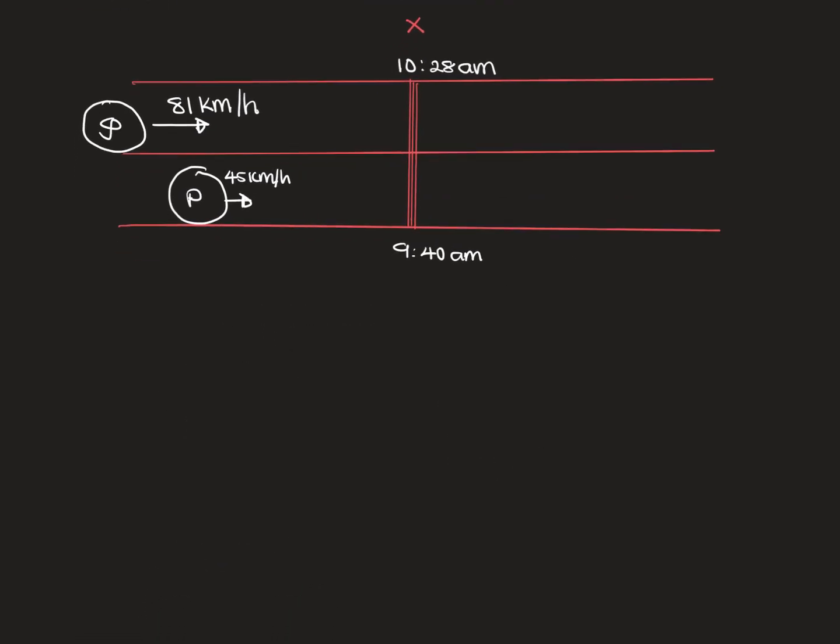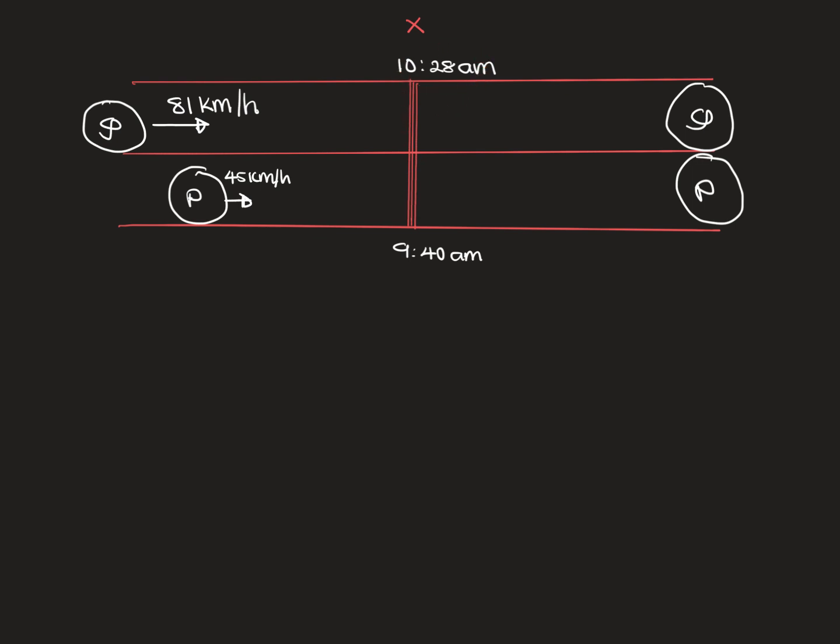What happened later is that these two cars meet at a particular point, after which they overtake each other. So this is going to be that point. We have P here and we have Q here. This is the reference point. P passes through it at 9:40, but because Q passes through the reference point 48 minutes later, Q will pass through this point at 10:28 a.m.